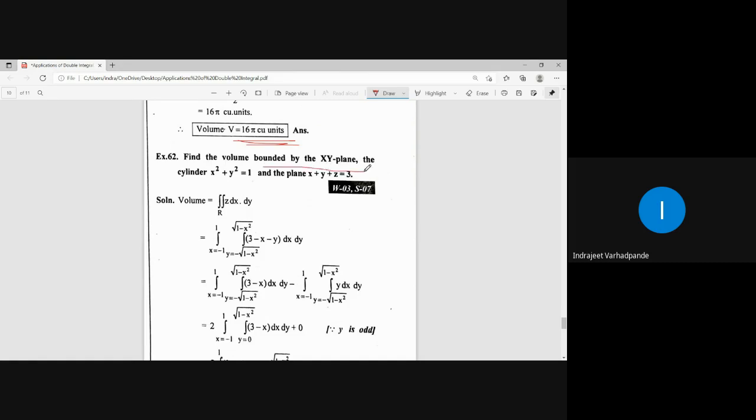Find the volume bounded by xy plane, cylinder x square plus y square equal to 1, plane x plus y plus z equal to 3. Since xy plane is there, z will be equal to 0. So I am remaining with x plus y equal to 3. Simplify. Value of z will be 3 minus x minus y. Limits to be calculated appropriately. Get the simplification. Apply the properties of definite integration and get the answer. Mind well, final answer shall be written in the form of cubic units.